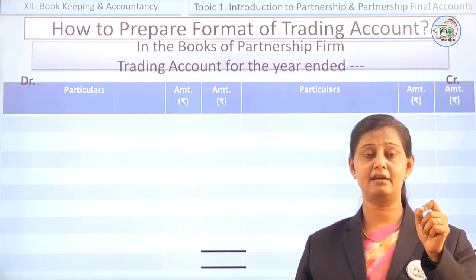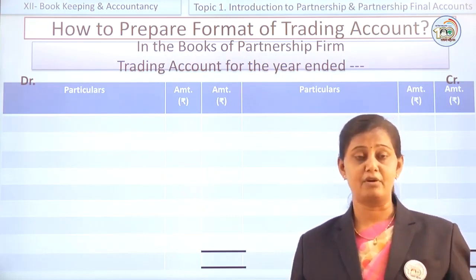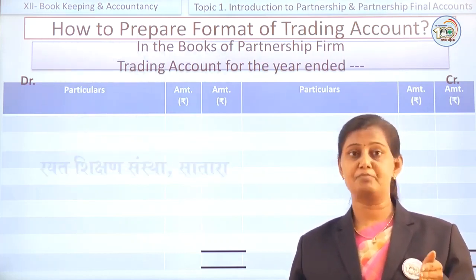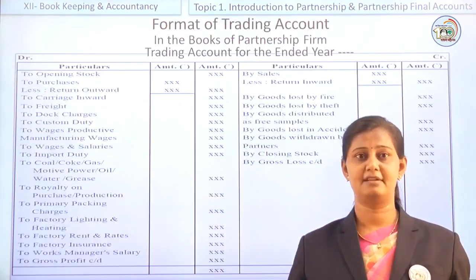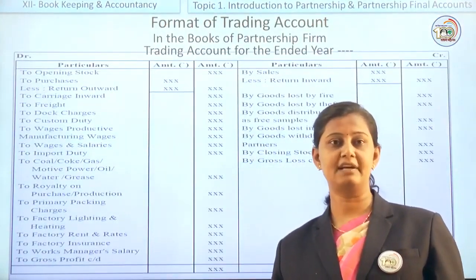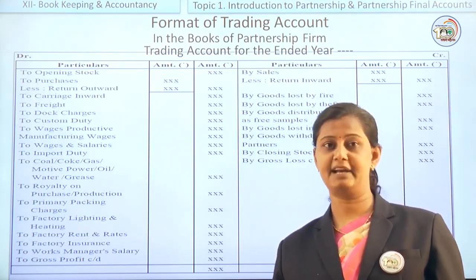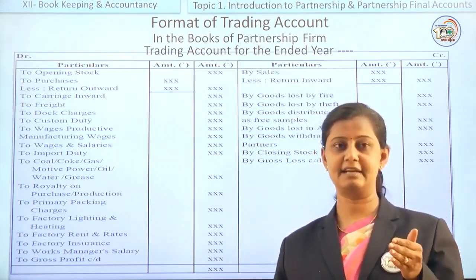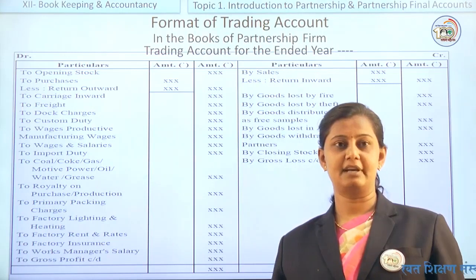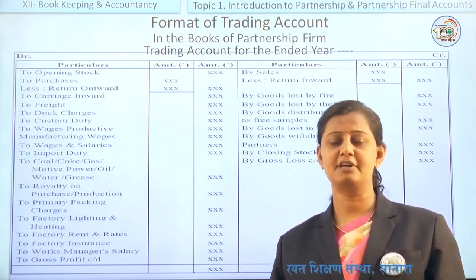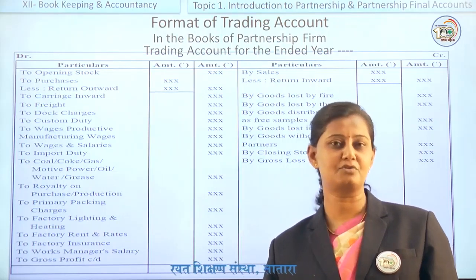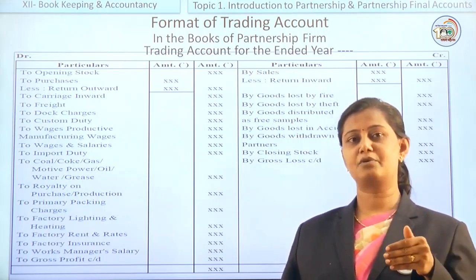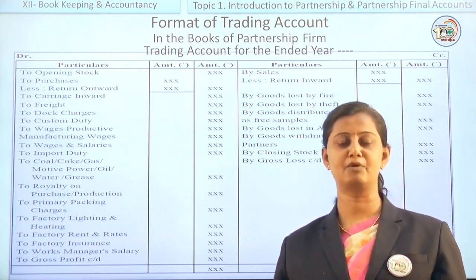First of all, write down the heading of the partnership firm, make the proper columns, debit side, credit side, particulars, inner and outer column with amount rupees. So students, to know the format of trading account, write down the proper heading: in the books of partnership firm, trading account for the year ended so and so. Left hand side write debit, right hand side write credit. Students, presentation is very important, so focus on presentation also.